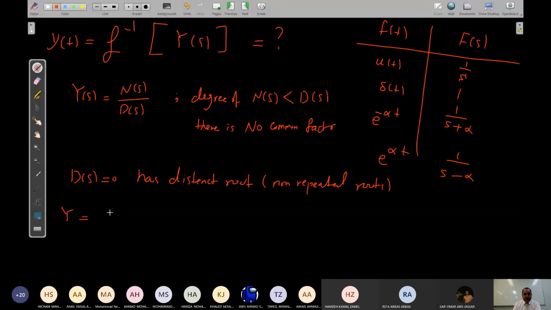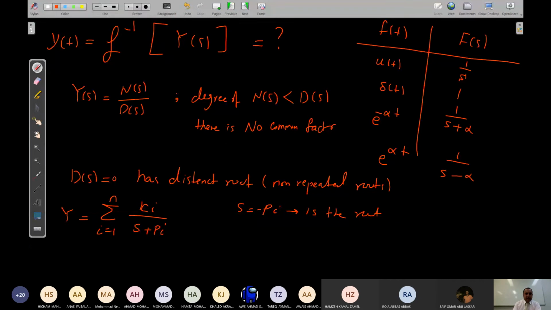So this will be the summation from i equal to 1 up to n, let's say, Ki over s plus Pi, where s equal minus Pi is the root, and K is the residue of the partial fraction expansion.